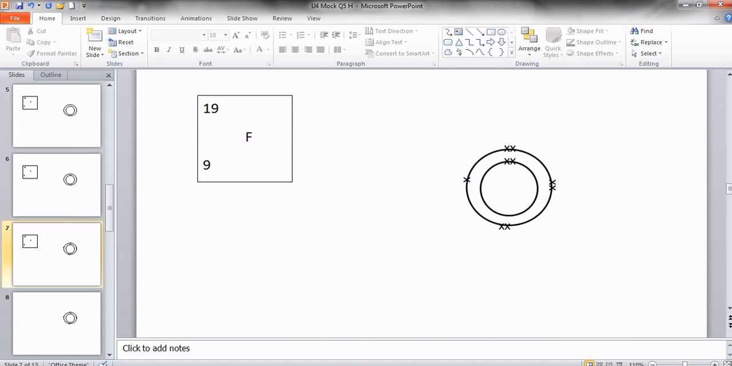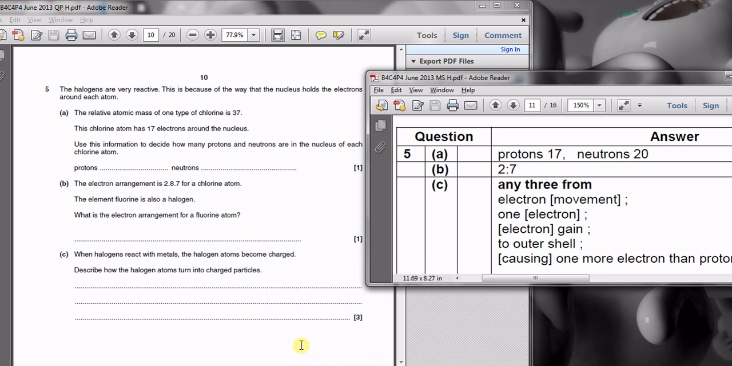If we look back at the question paper, chlorine was 2.8.7, so that's 2 in the first shell, 8 in the next shell, 7 in the outer shell. In our fluorine, we only had 2 in the first shell, 7 in the next shell. So our answer would be 2.7, which is shown here.